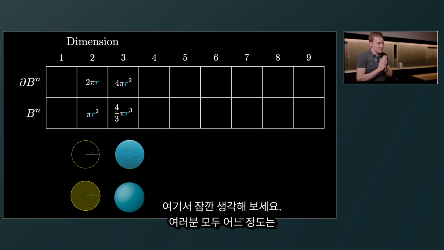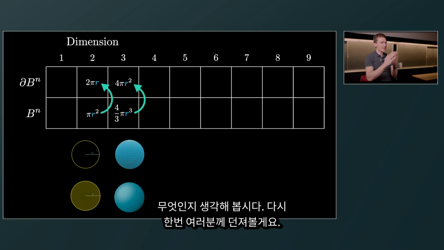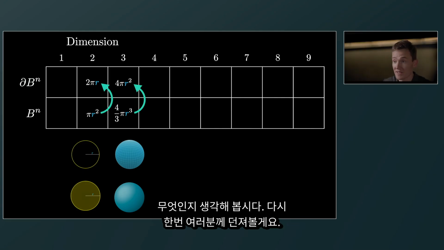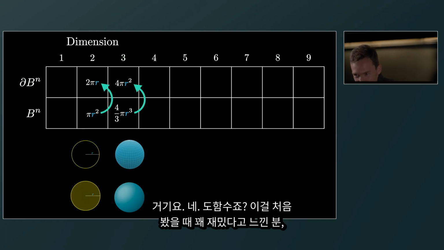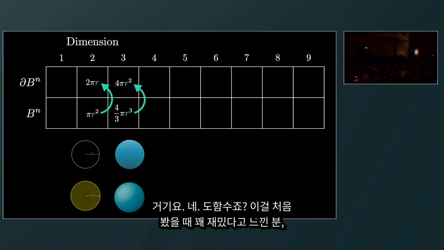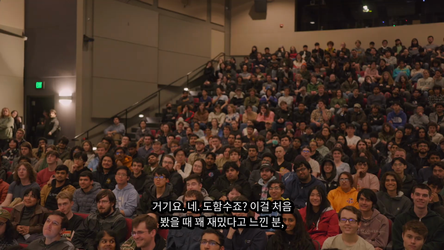I want you to think a little bit, because I know all of you have probably had some kind of exposure to calculus in your background. I want you to think about the relationship between the bottom row and the top row. And again, I'm going to just throw this out. Anyone want to raise their hands and kind of say, what is the relationship? So right over here? Yeah? It's a derivative, right?